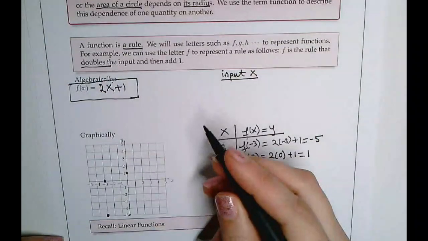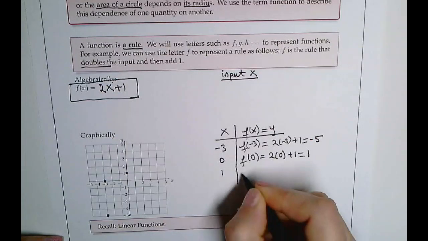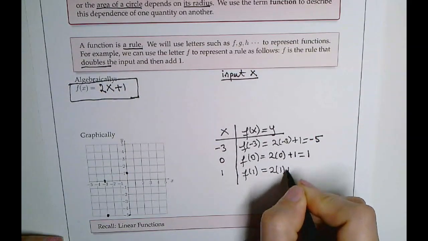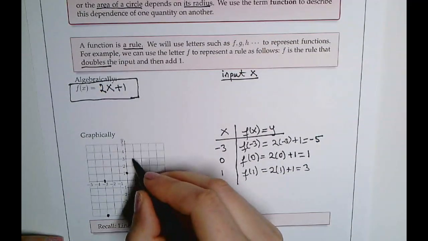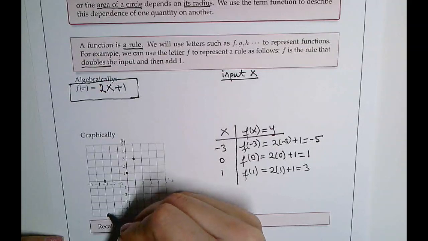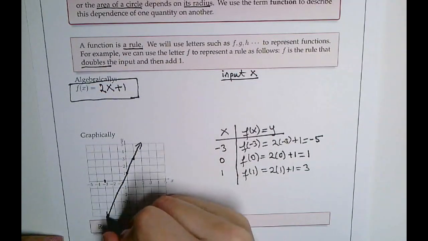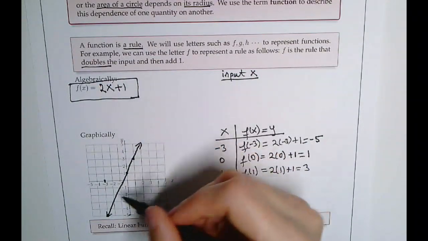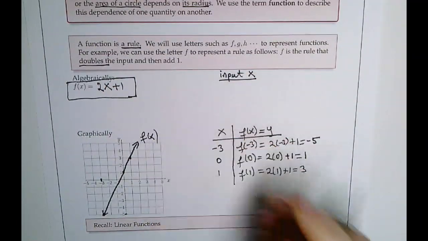So I can connect the dots right now. I don't need more points, but just for the sake of it, let's take x equals 1, and f of 1 will give me 2 times 1 plus 1, and that is 3. So at 1, the function is 3. Now I have enough points to connect the dots and get the graph of this function. And we know that this is a linear function with slope 2 and y-intercept 1. So this is the graph of f of x.